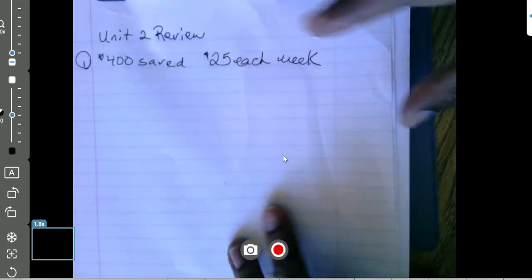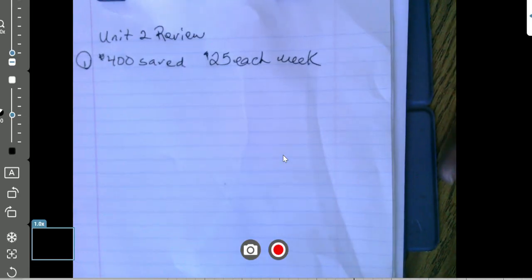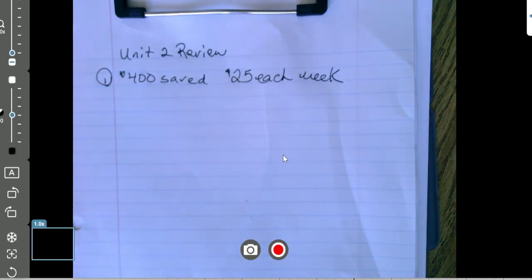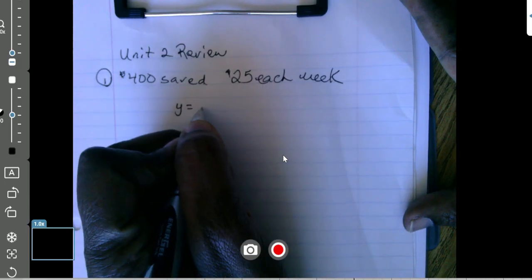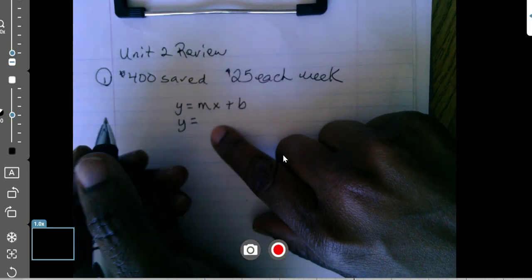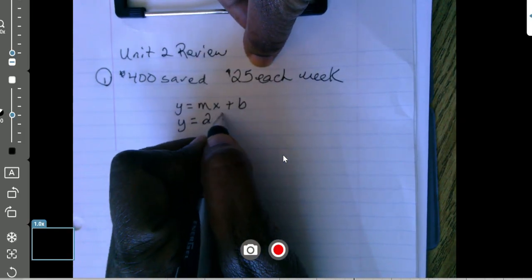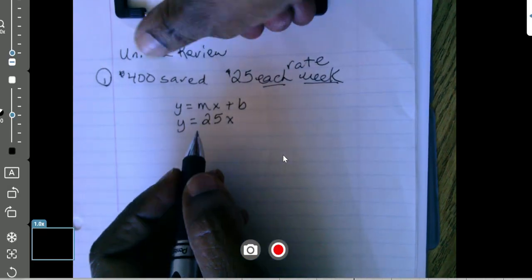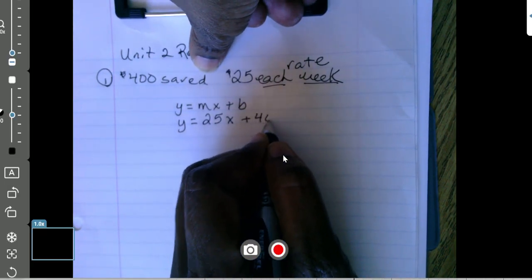Let's say you have $400 saved, and you're going to save $25 each week for the next few weeks, okay? Now, you already know, because we've been working on linear functions, that the equation is y equals mx plus b. And for this situation, it'll be y equals, the rate of change is $25, because it's every week. That's the rate. And the initial value that they saved is $400.